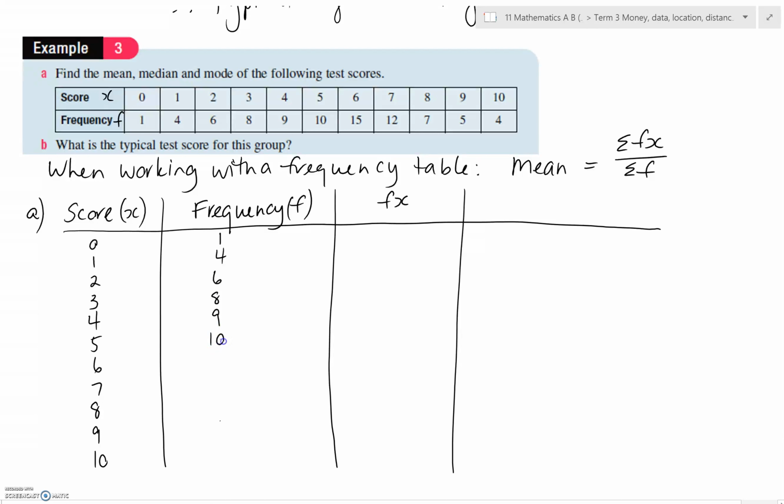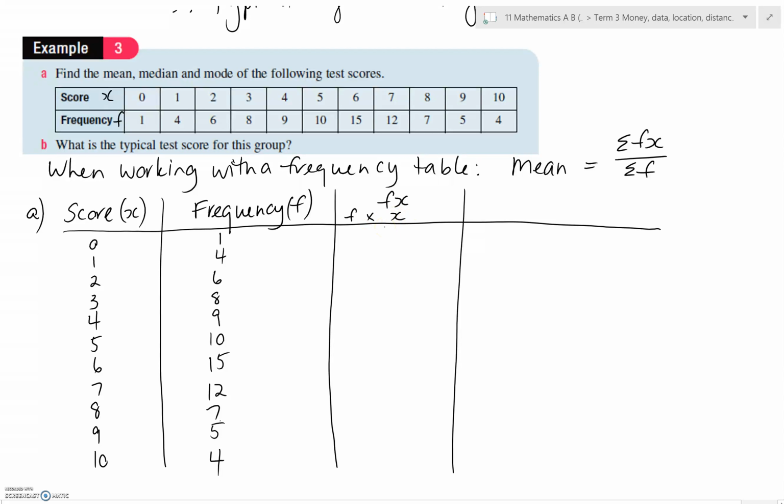Obviously your columns don't have to be quite as wide as I've made mine. They've gone a bit crazy. So, fx, where does that come from? It is literally f times x.